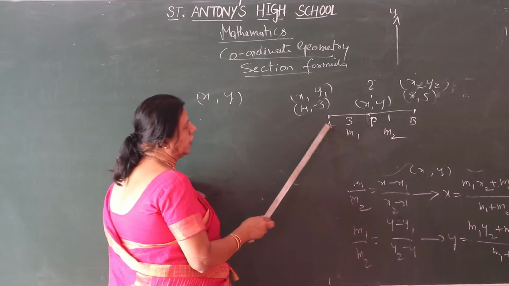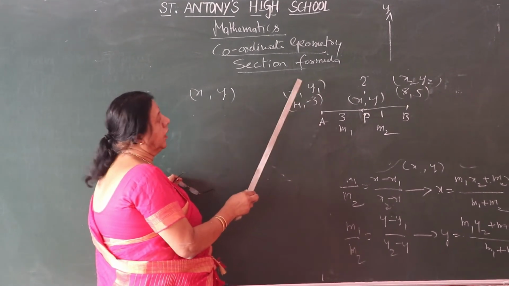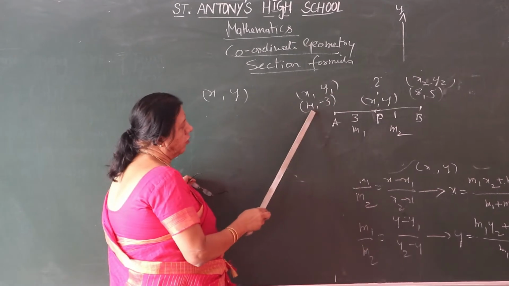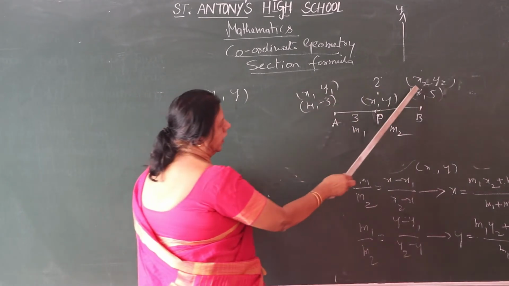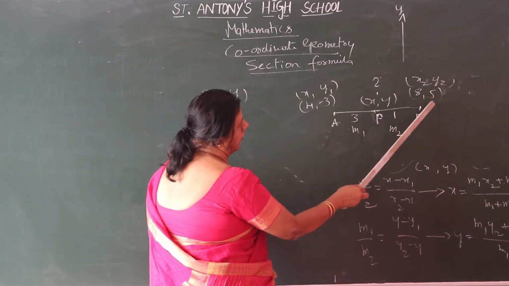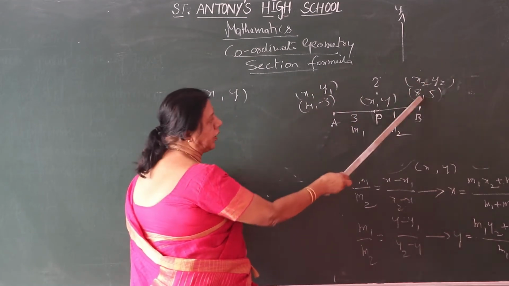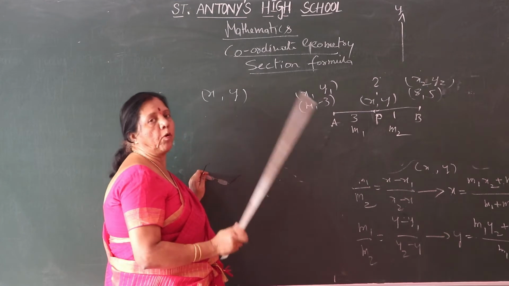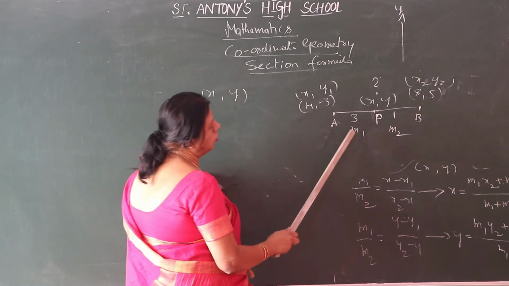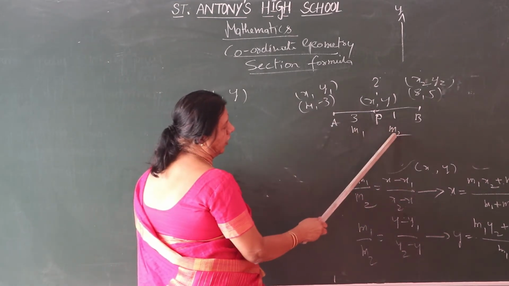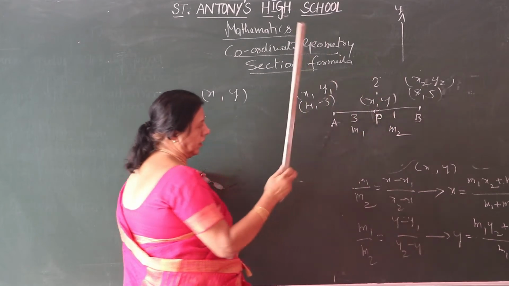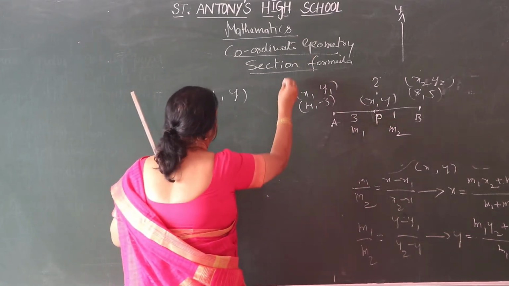Here the points A coordinates are given: x1, y1 is 4, minus 3, and x2, y2 is 8, 5. They have not given these two in your problem; we have to mark them on the figure, then the problem will be easy. Next, the ratio m1 is to m2 is 3 is to 1. Now you use the formula.